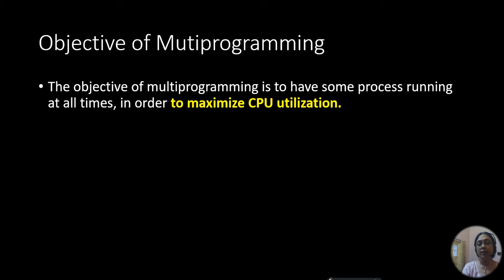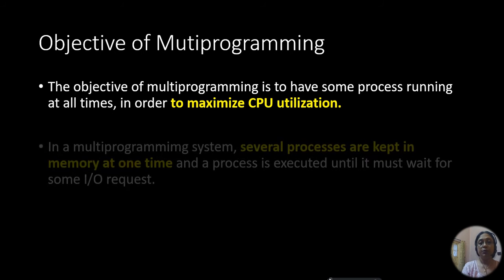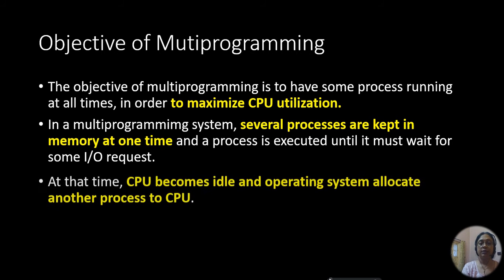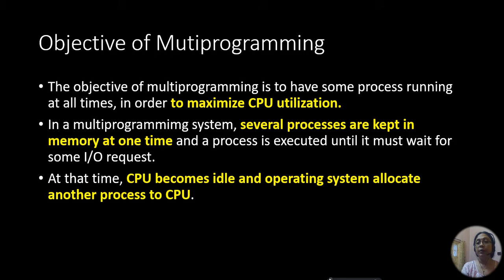In a simple computer system, what happens when a process gets allocated to the CPU and after some time of execution goes for some I/O? It enters the I/O cycle and waits for the completion of its I/O, and for that duration the CPU becomes idle. To utilize that idle CPU time, some other process from the ready queue gets selected to be executed inside the CPU. In a multiprogramming system, several processes are kept in memory at one time, and a process is executed until it must wait for some I/O request. At that time, the CPU becomes idle and the operating system allocates another process to the CPU.